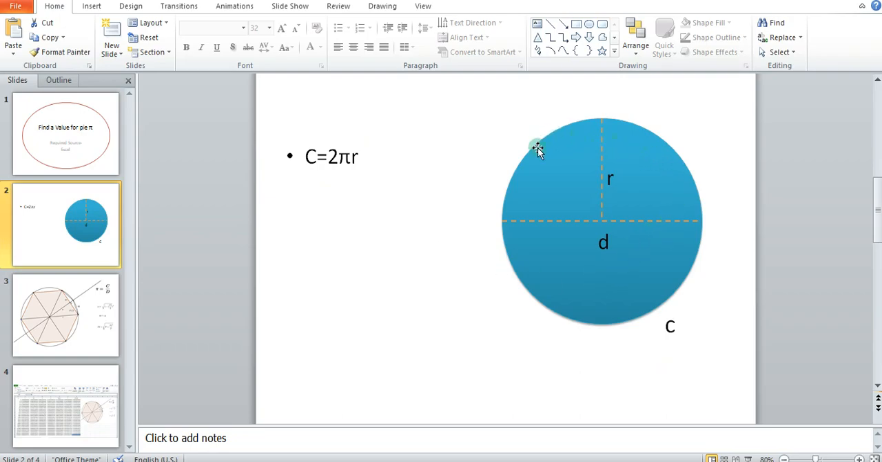Here is a circle, a blue color circle. Here I mention R, which is the radius. This is D, represented by diameter, and C is for circumference. Circumference means the length of the outline. If we draw a line around this circle, the length of that line is the circumference.